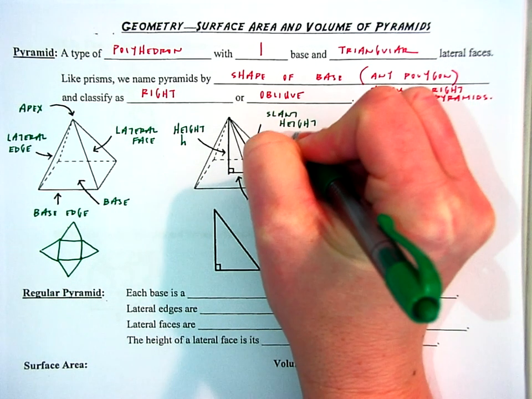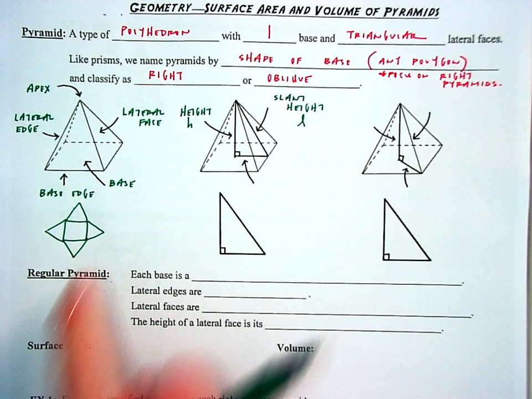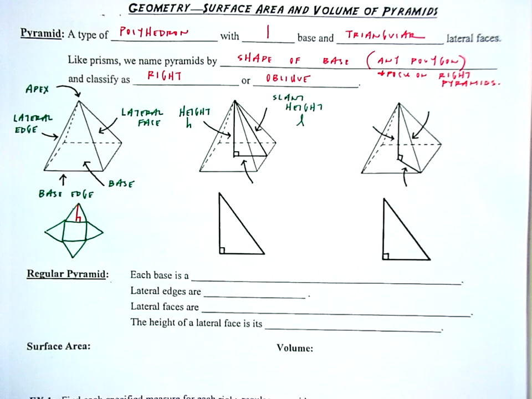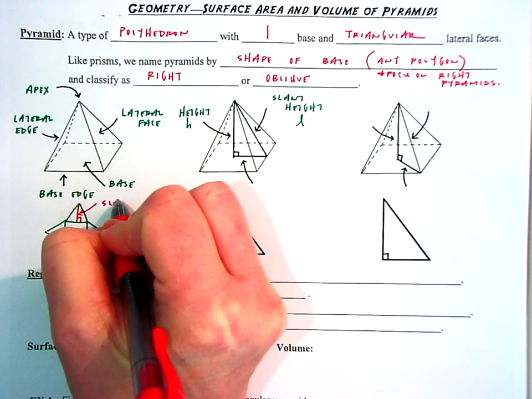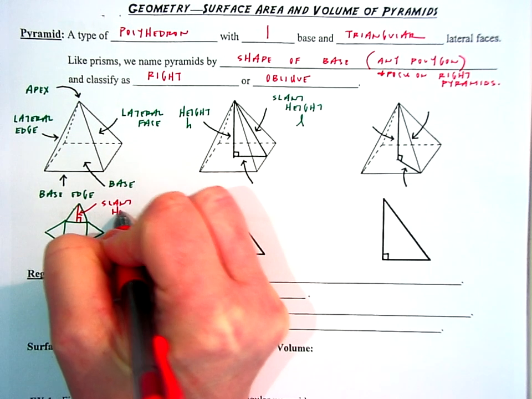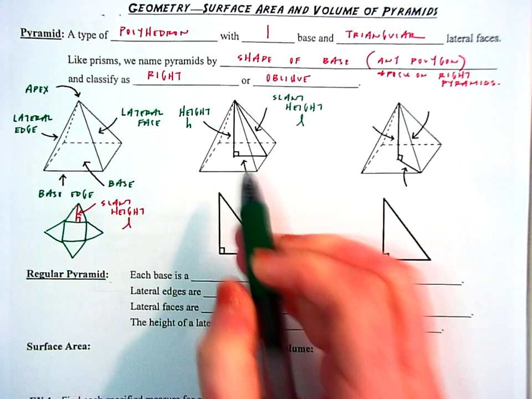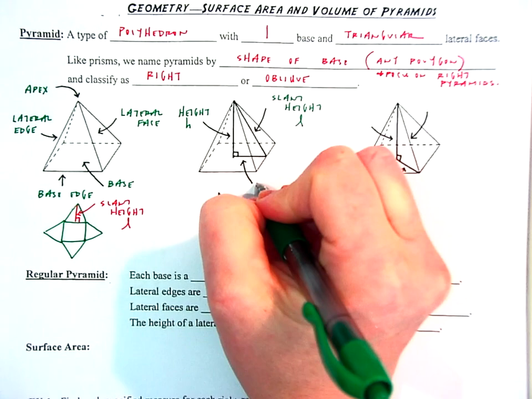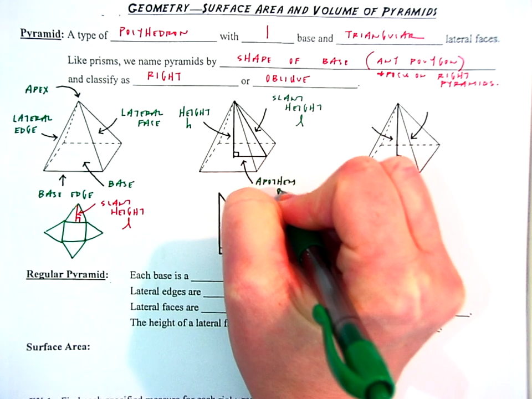And we show that with a little cursive L. That's my slant height. To make that clear, when I look at the net, the slant height would be just like this, right? It's the height of one of those triangular lateral faces. So right here would be the slant height. Okay, and then right here, center to here to a side, that is my apothem. It's a little lowercase a.